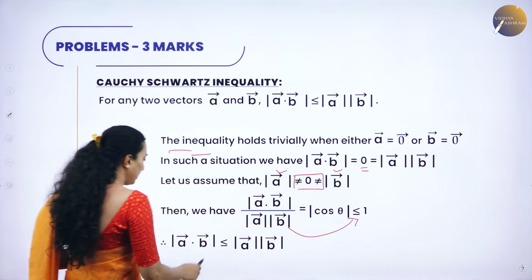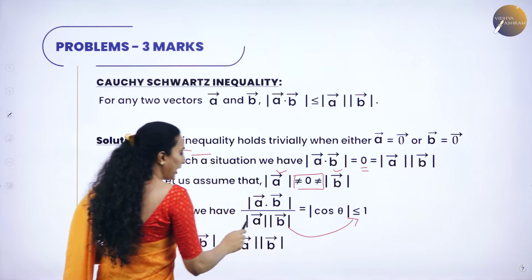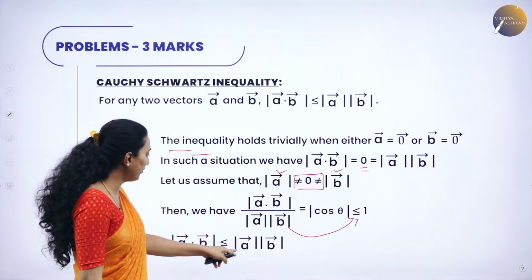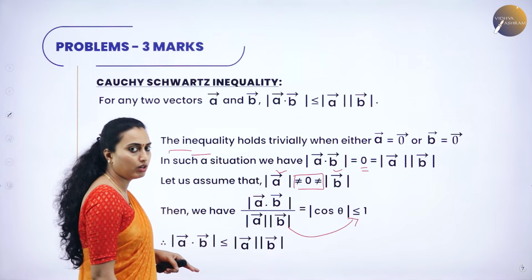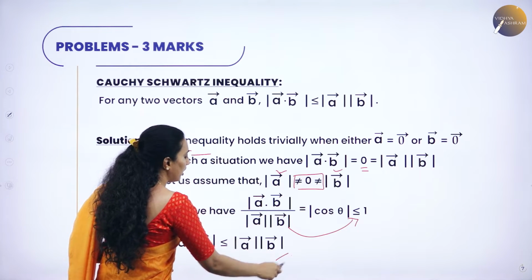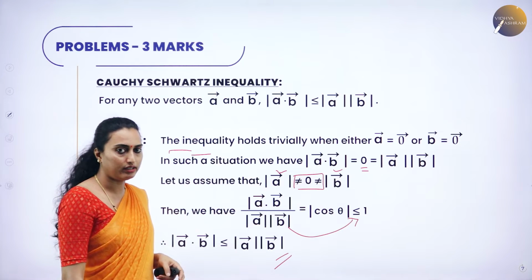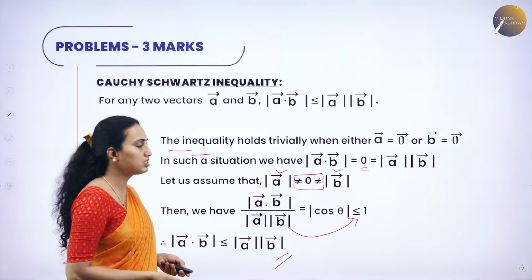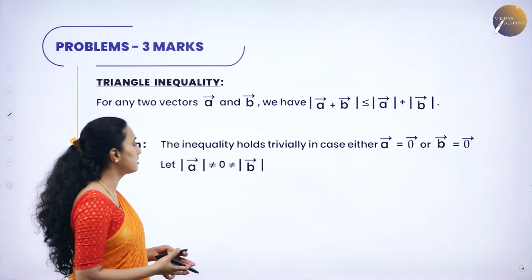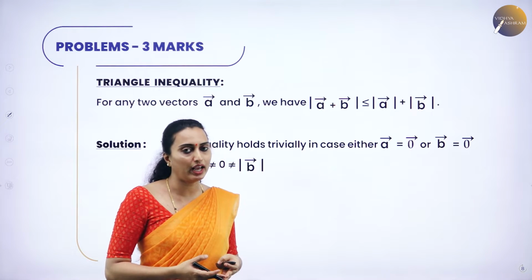If you cross multiply here, you are going to get 1 into magnitude of A vector into magnitude of B vector is magnitude of A dot magnitude of B, and this is the final step you are going to get. Okay, I hope you understood this step. Now we'll be moving on to the next inequality called the triangle inequality.